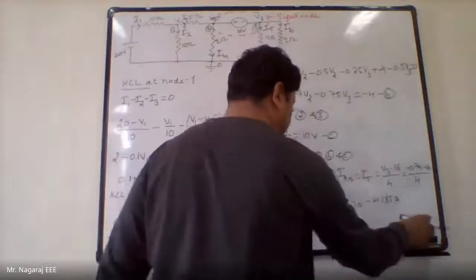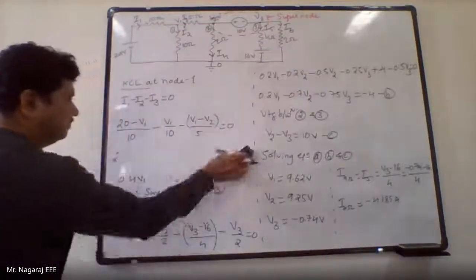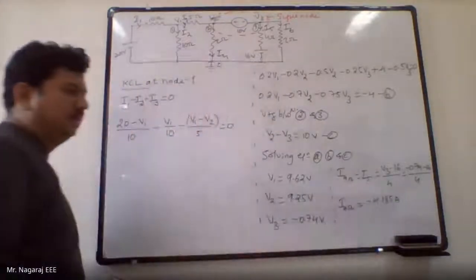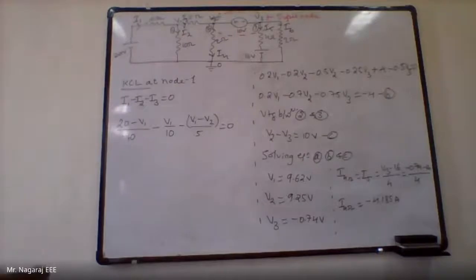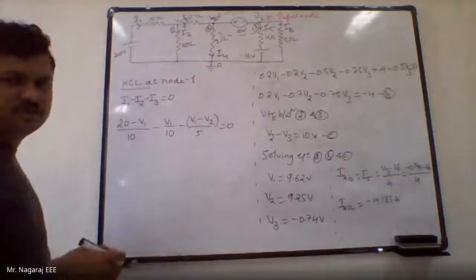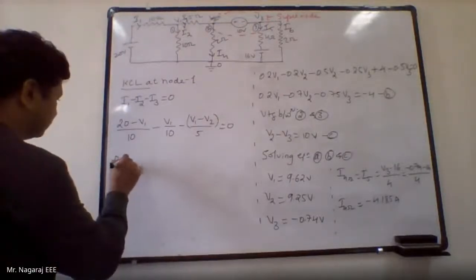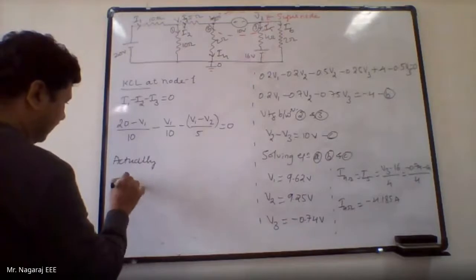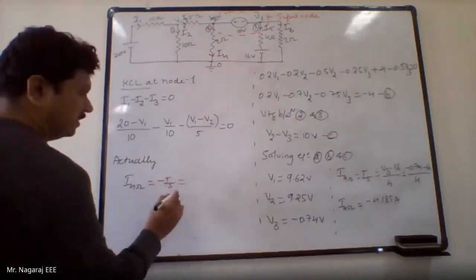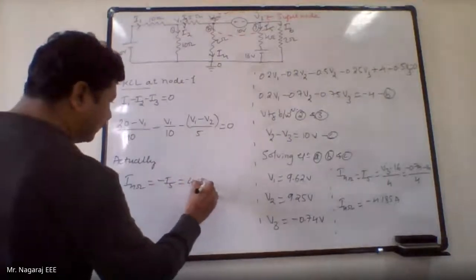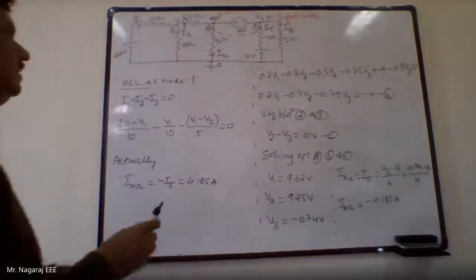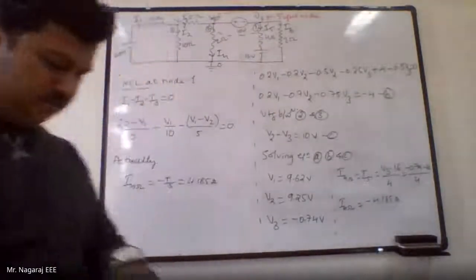What does the minus sign mean here? The minus sign means the current direction is reverse of what has been assumed. I5 was assumed to flow from V3 to 16 volts. So actually the current through the 4 ohms is minus I5, that is 4.185 amps, flowing from the 16 volt battery towards node V3. So this is the supernode analysis.